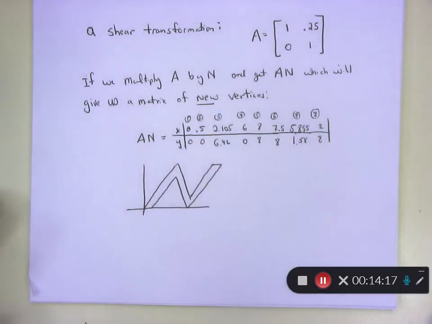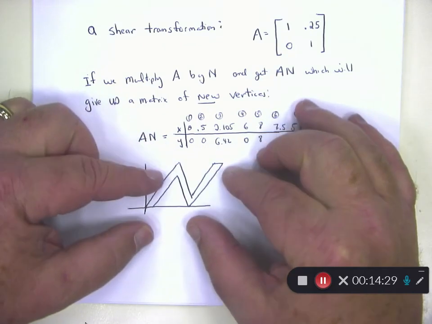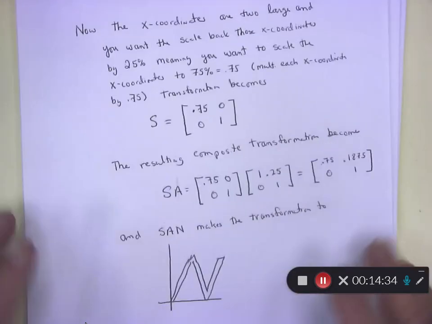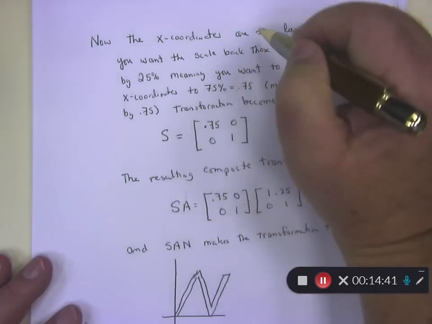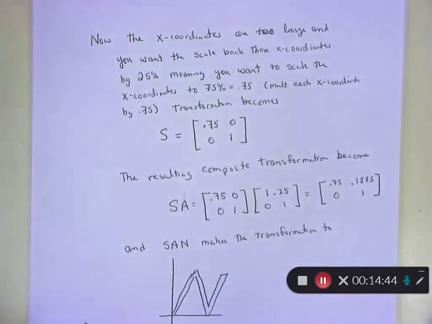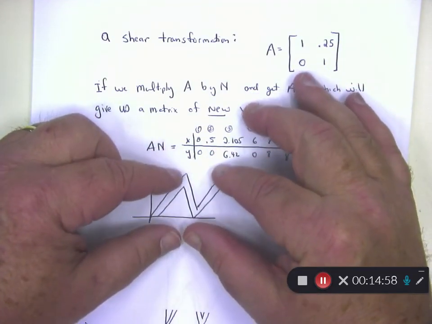You can look at this thing and go, wait a minute, that looks like a good N, but that looks like too fat of an N or something like that. Well, no problem. You can create another transformation that shrinks this thing in a little bit. So I'm over here on my next page. Now the x-coordinates are too large. Bad wording on my part, T-O-O there. Too much math in my world. Now the x-coordinates are too large, and you want to scale back those x-coordinates by 25%. This picture was just way too large, so we want to scale it back a little bit.